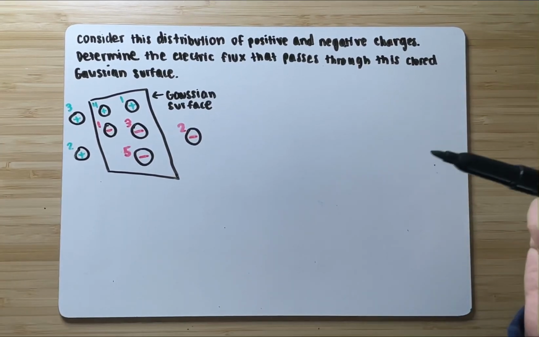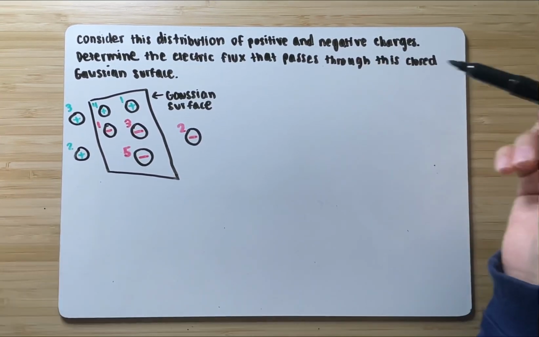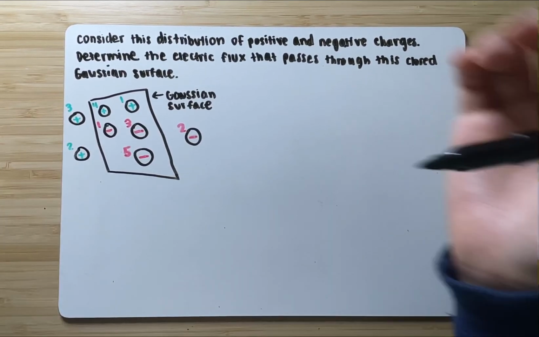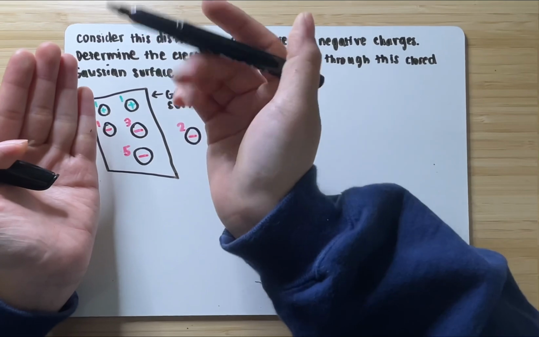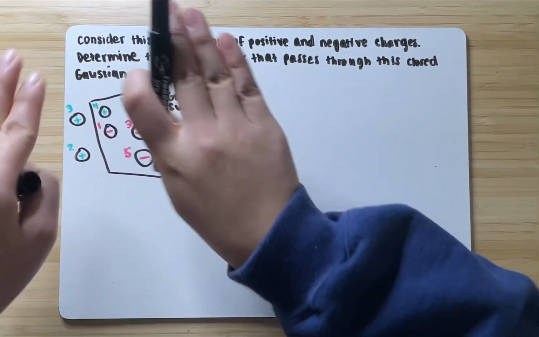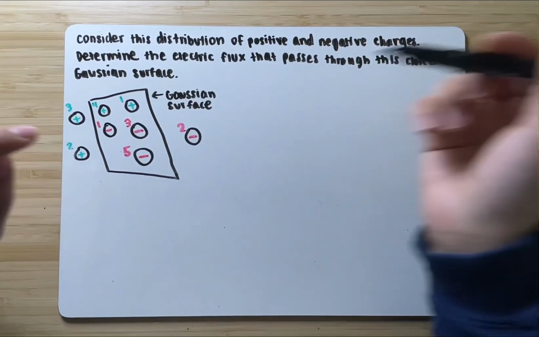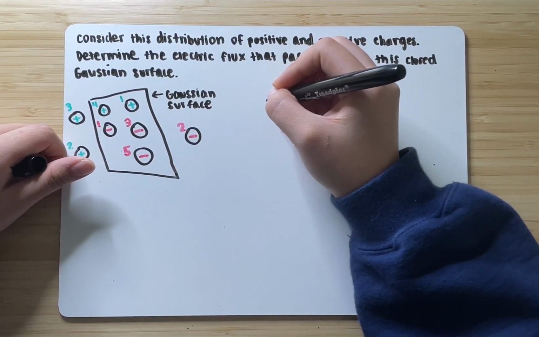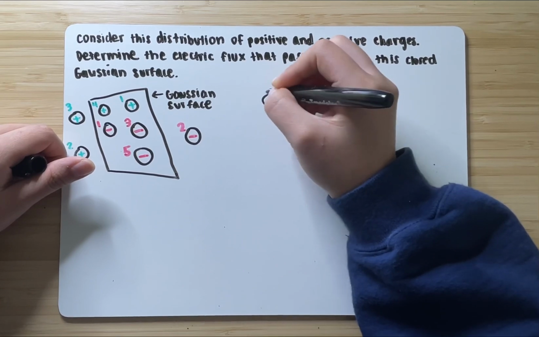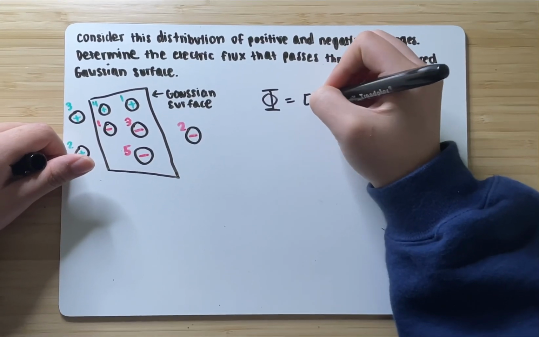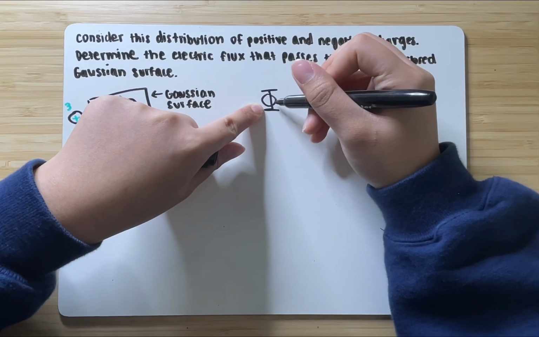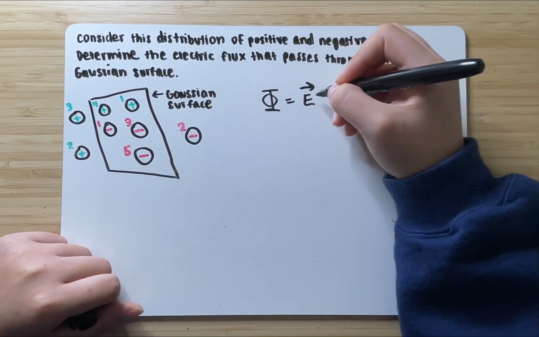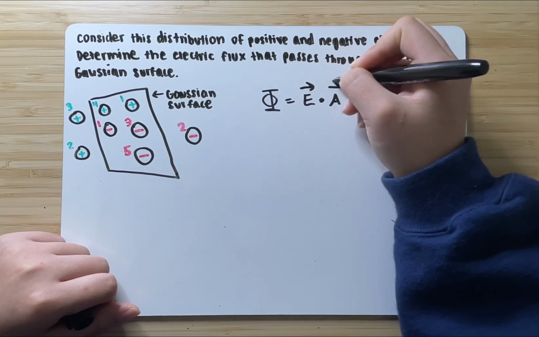This question is asking for the flux that passes through this closed Gaussian surface, which means that we're just going to be focusing on this Gaussian surface. Everything else we could disregard, okay? So we want to remember the equation to find flux. And from the last video, we know that flux, symbolized as the Greek letter phi, is equal to the dot product of the electric field and the surface area, okay?